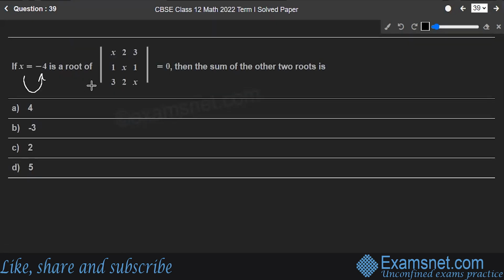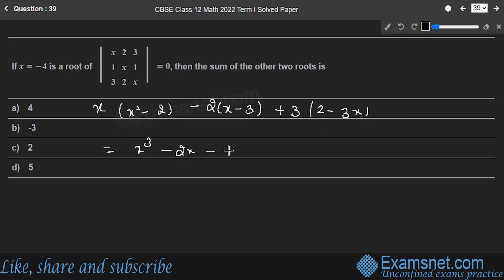If x is equal to minus 4 is a root of this matrix determinant equal to 0, then the sum of other two roots is equal to. Okay, let's find out the determinant of this matrix first. This is x into x squared minus 2 into x minus 3 plus 3 into 2 minus 3x. This is equal to x cube minus 2x plus 6 plus 6 minus 9x.